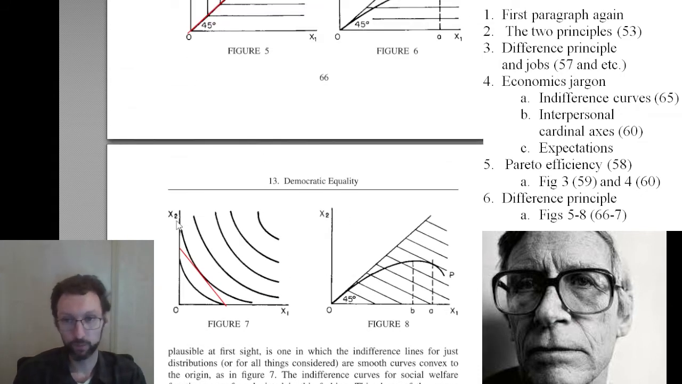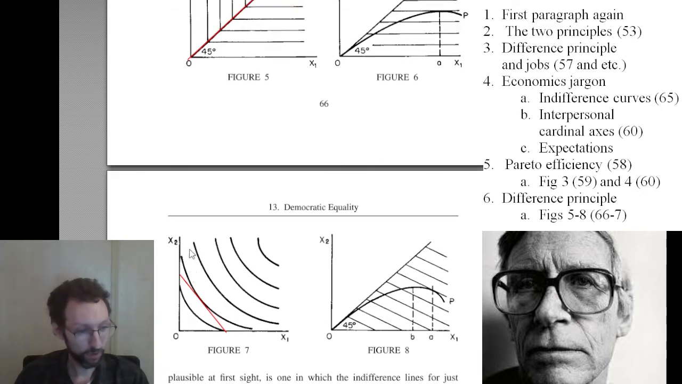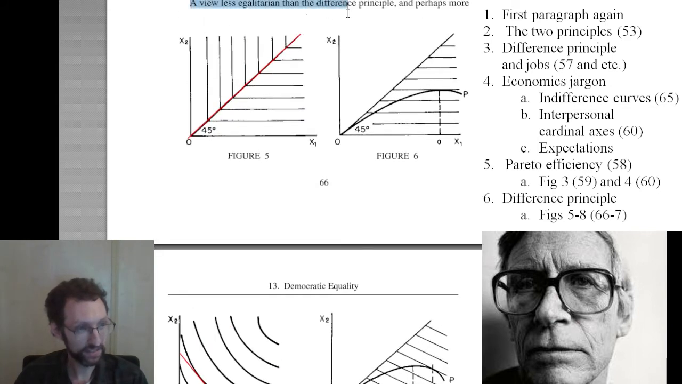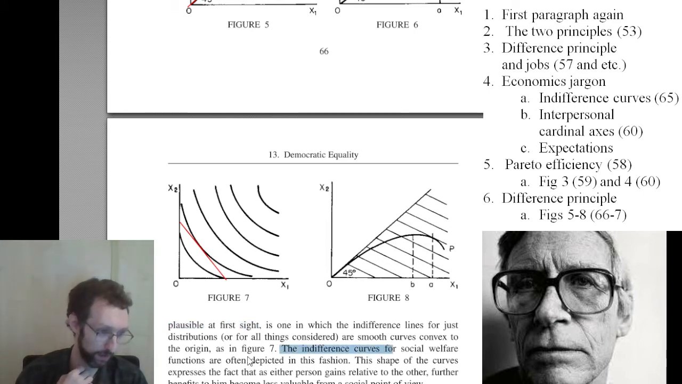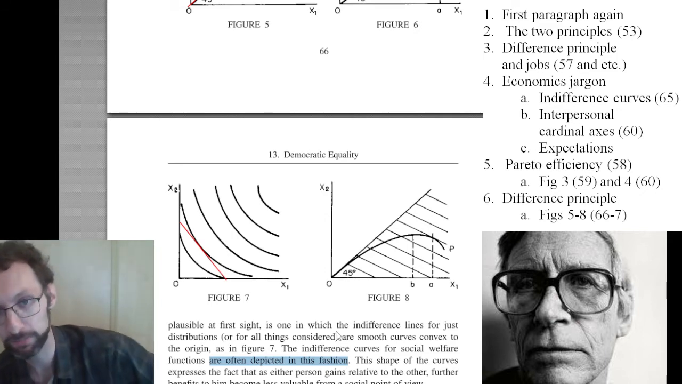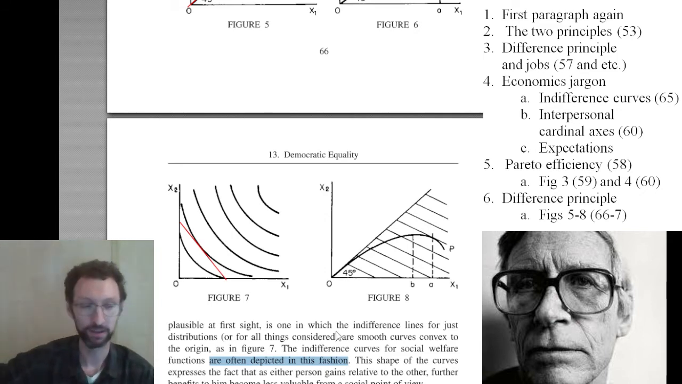Figure 7, we're no longer talking about the difference principle, or Rawls, where, as Rawls puts it, he talks about a view which is less egalitarian than the difference principle and perhaps more plausible at first sight. And it's a view that is often depicted this way. So we're imagining a different principle of justice about how to divide things up.